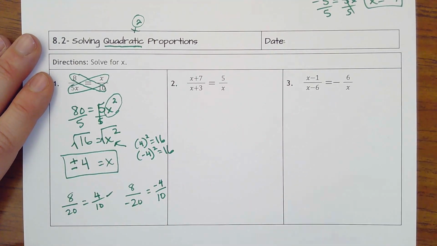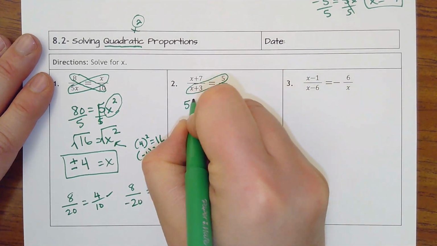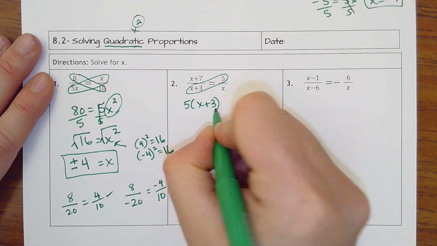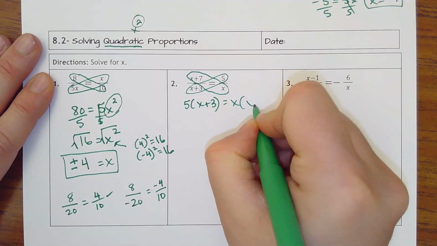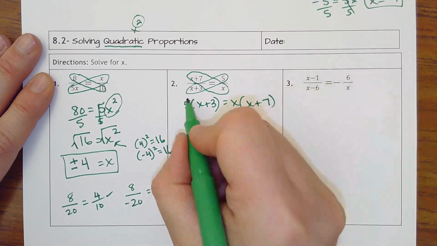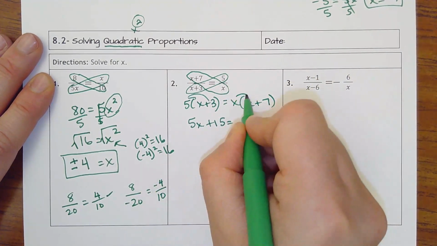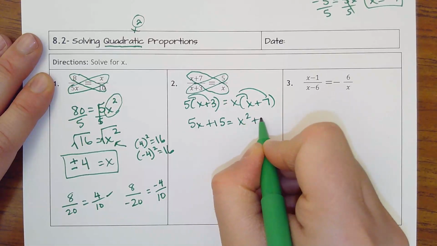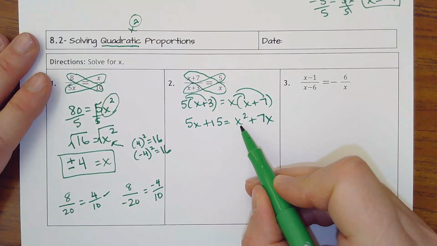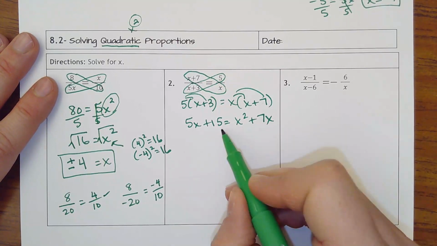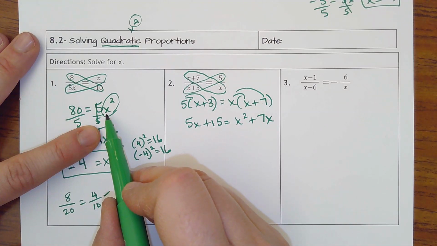All right, number 2. We're going to cross multiply. So we have 5 times the quantity x plus 3 equals x times x plus 7. Distribute, you get 5x plus 15 equals x squared plus 7x. Now this time I have an x squared term, I have two x terms I'm going to put together, and a constant, whereas this problem only had a single term that had an x in it.